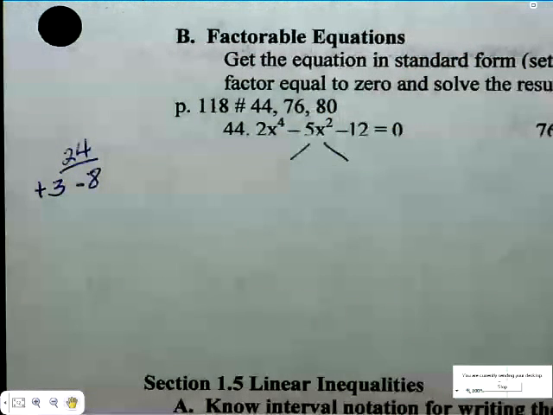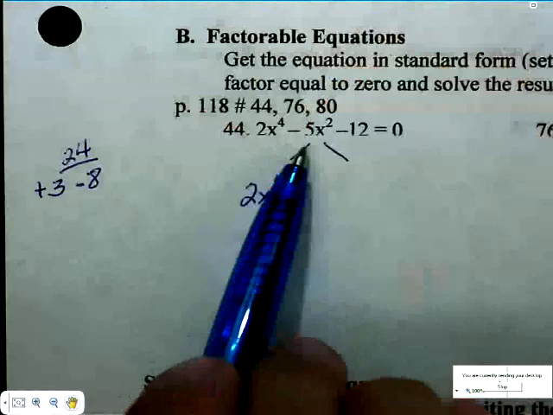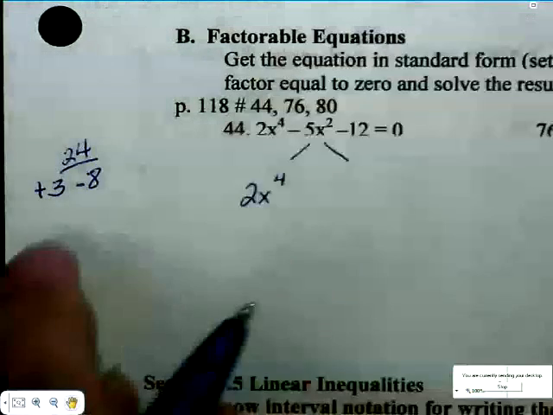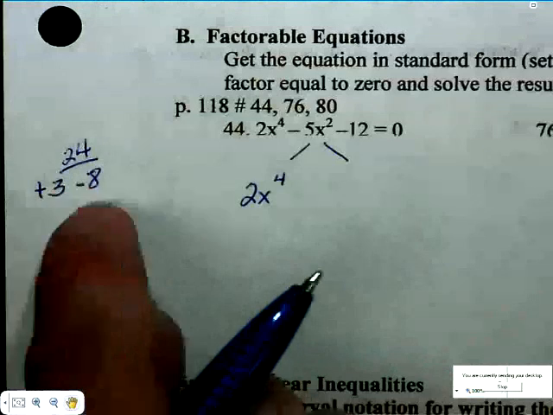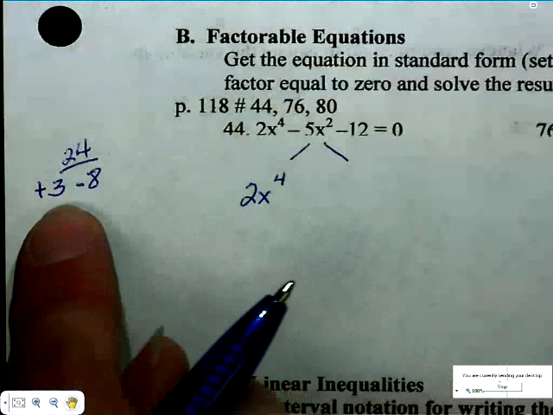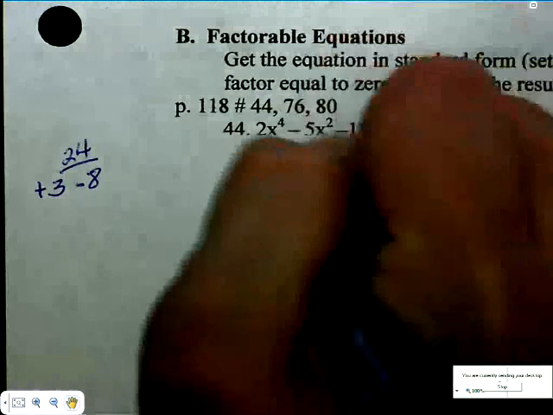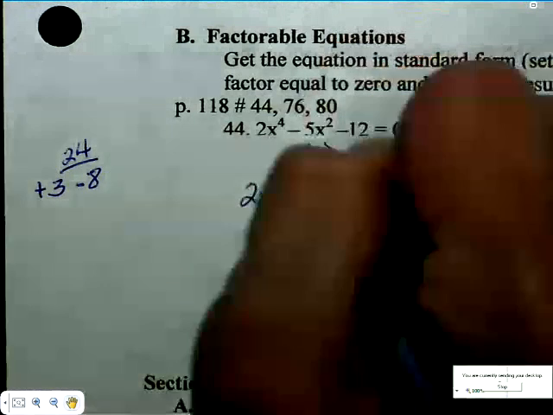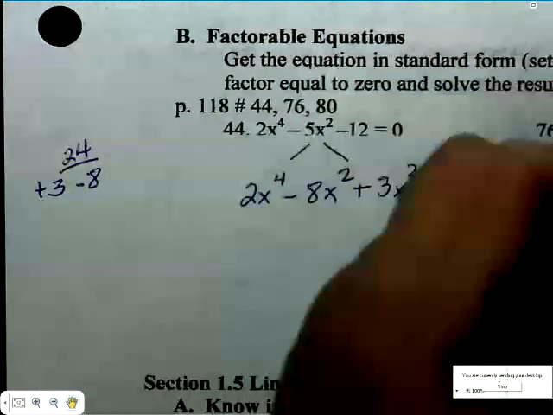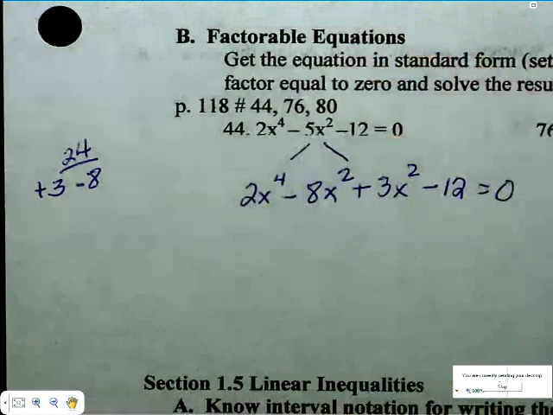Split the middle term. All right, so just bring down the 2x to the 4th, but split that negative 5x squared into, it doesn't matter if you write 3x squared minus 8x squared or negative 8x squared plus 3x squared. You're less likely to make a sign mistake if you put the negative first. It works either way, but if I have a positive and negative, I always put the negative first. And some of you do this by trial and error. That's fine too. I'm doing grouping for the folks who need it.